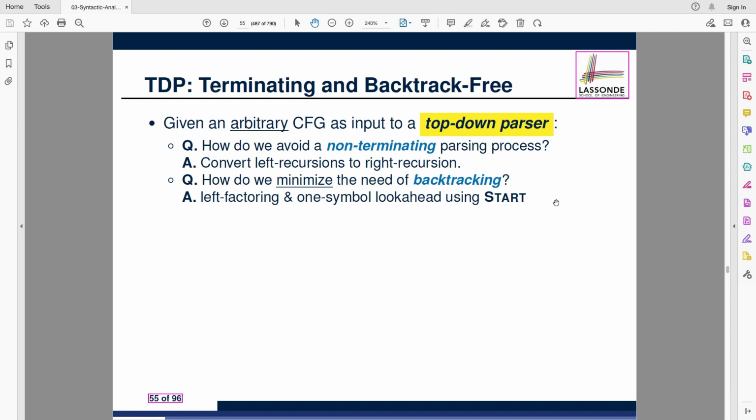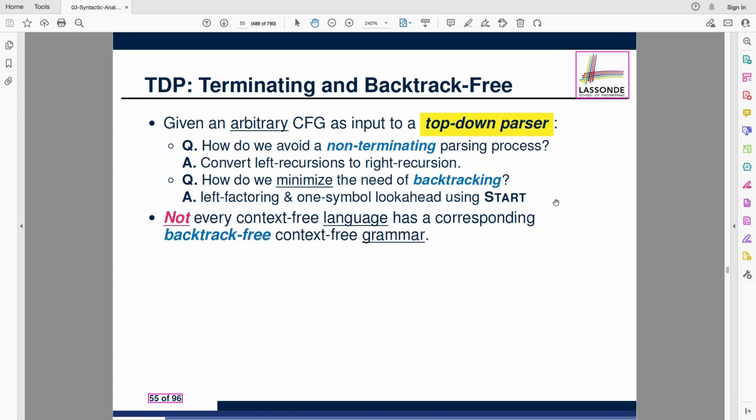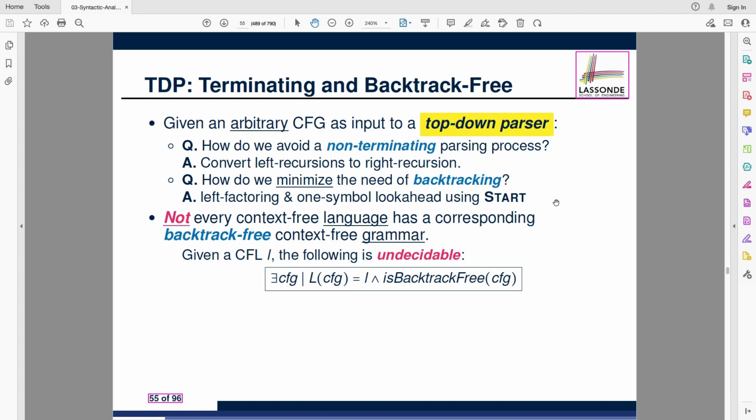All right, so let's talk about some properties here. This is a property which we don't have to prove. Not every context-free language has a corresponding backtrack-free context-free grammar. So let's say you have some context-free language L. If I simply ask you the question, is there any backtrack-free grammar such that its accepting language is exactly L? This problem is undecidable. It's not possible for you to write an algorithm to find that. That one's for your knowledge.